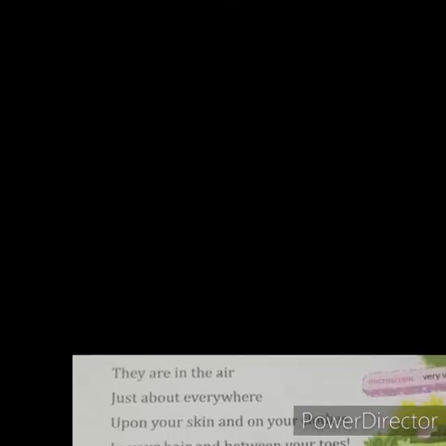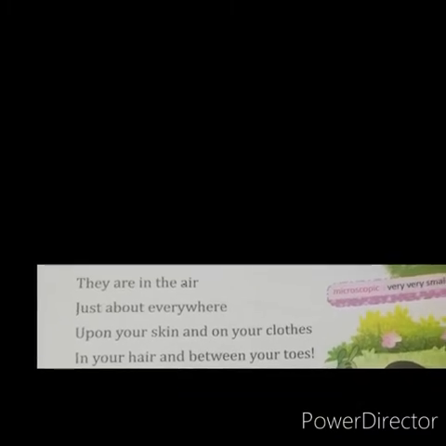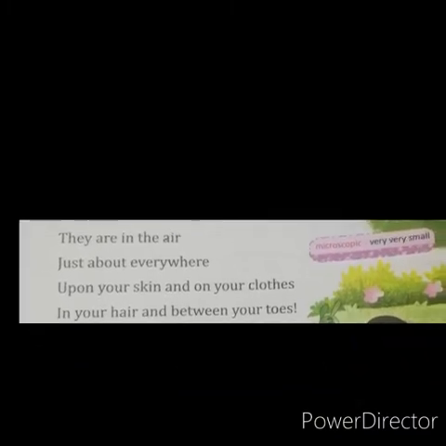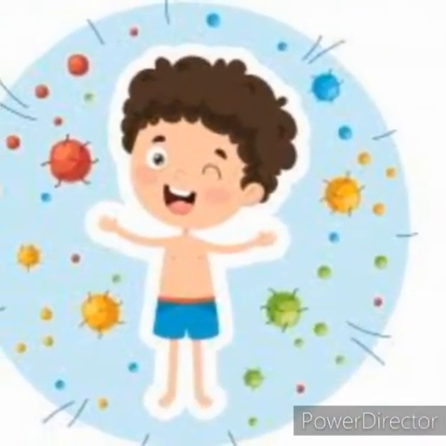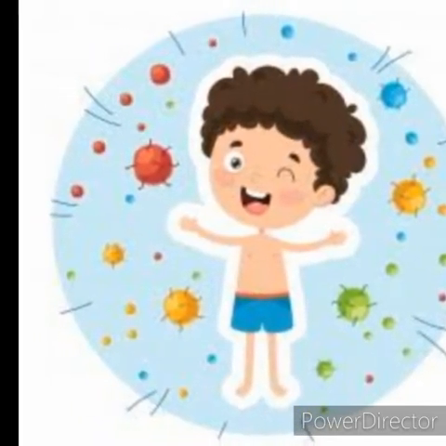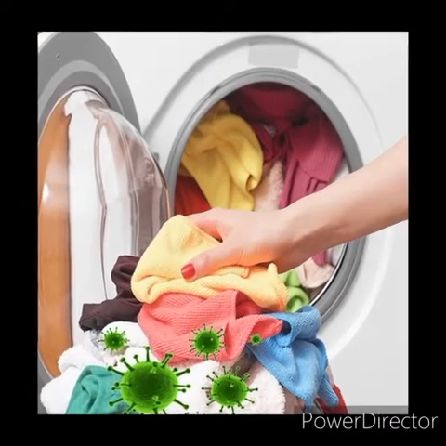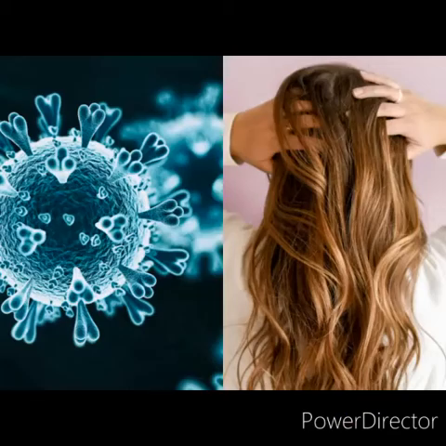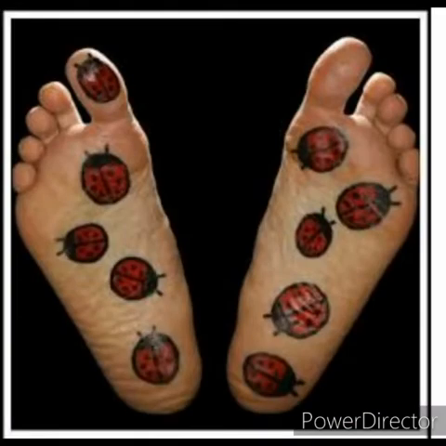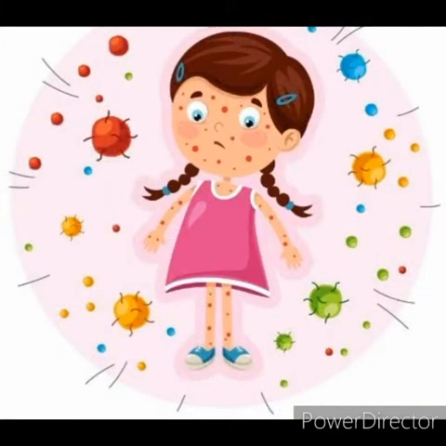In the second stanza of the poem, it has been explained that these microscopic worms, that means germs, are present everywhere. That means they are everywhere. सभी जगह पे होते हैं ये germs. They are in the air, they are on our skin, they are on our clothes, on our hair, between the toes. That means they are present everywhere around us.